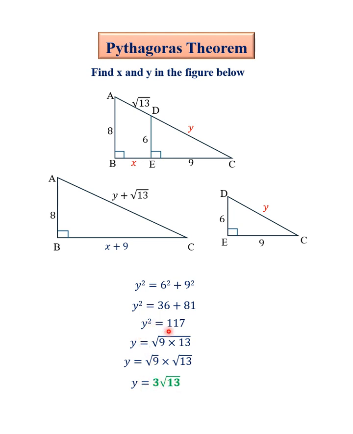y squared equals 117 is a quadratic equation. You can argue that the value of y is plus or minus 3 root 13. But we've ignored the negative because length cannot be negative. So the only useful part of the solution is the positive value. That is why we've ignored the negative value. So y is equal to 3 root 13.